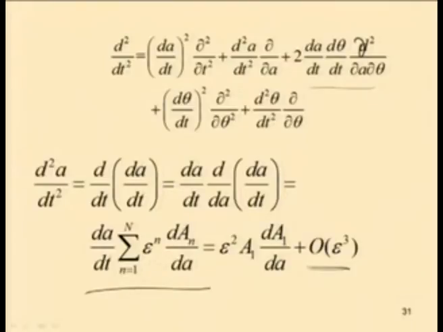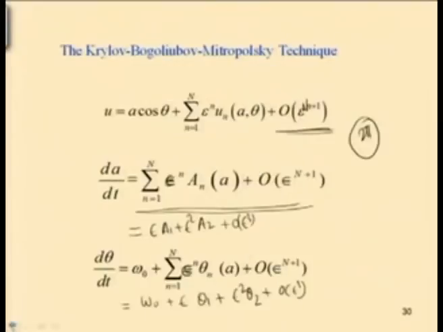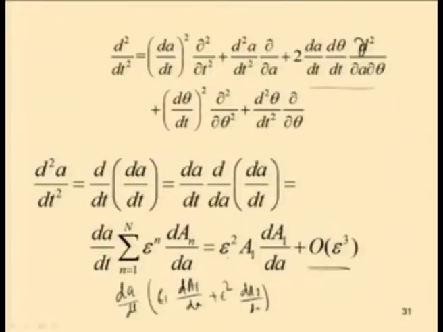So, one can expand this part, that is dA by dt. For this part, it will be equal to epsilon dA1. Expanding this, it can be written as epsilon dA1 by dA plus epsilon square dA2 by dA. So, by substituting this in this equation, it is equal to epsilon square A1 dA1 by dA.